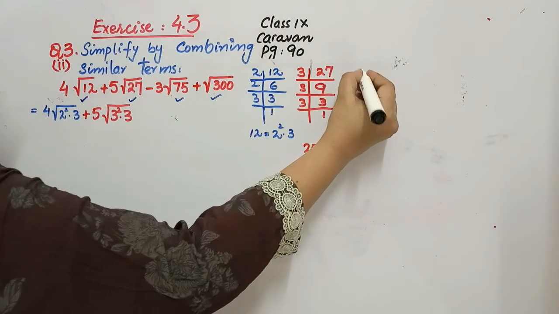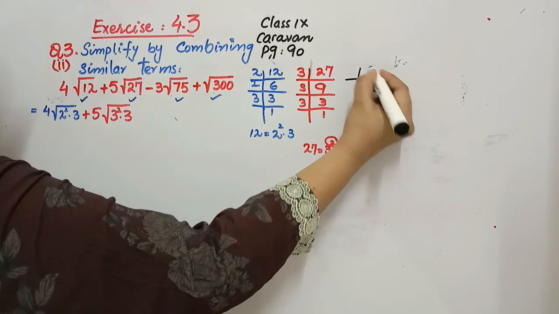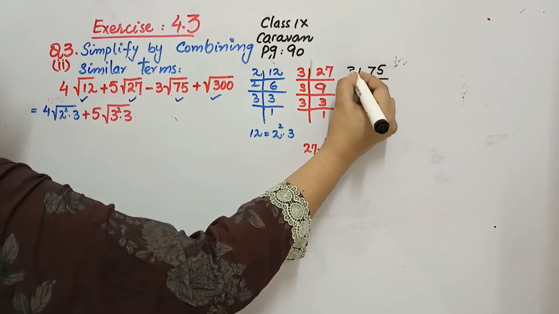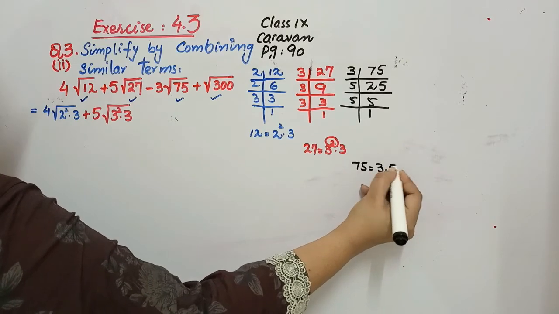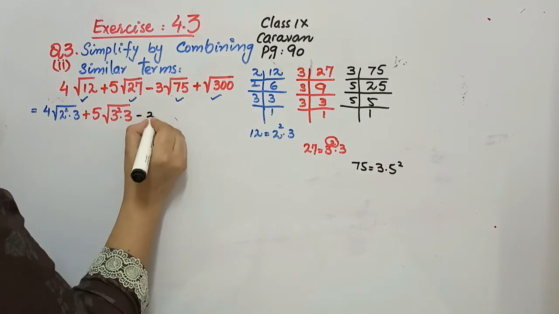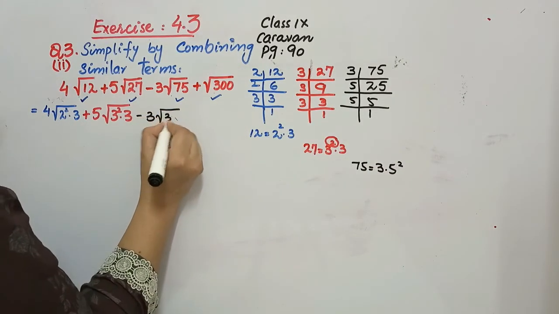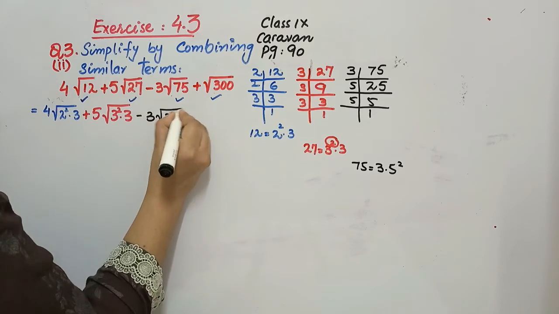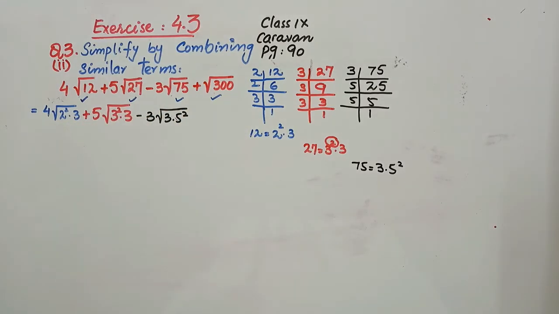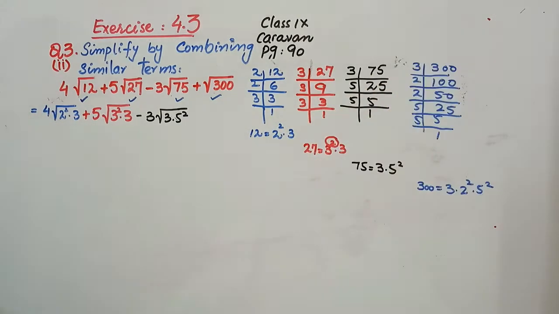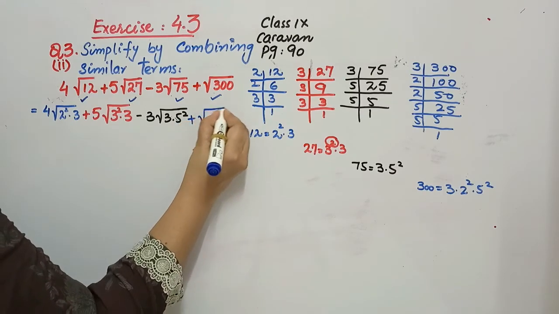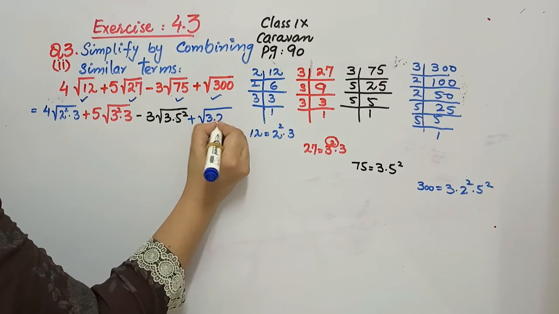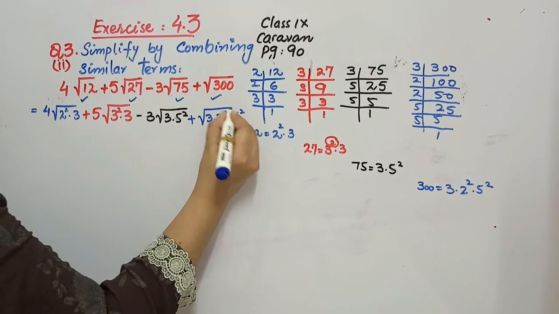The second last is 75. So 75 is equal to 3 into 5 square, minus 3 into 5 square. Fine. Now the last one is 5. So we can write it down as 3 into 2 square into 5 square.